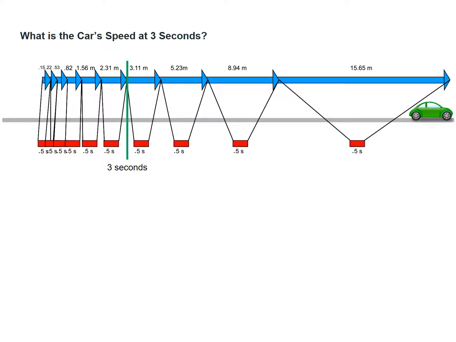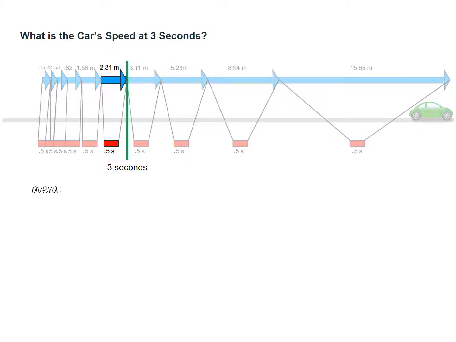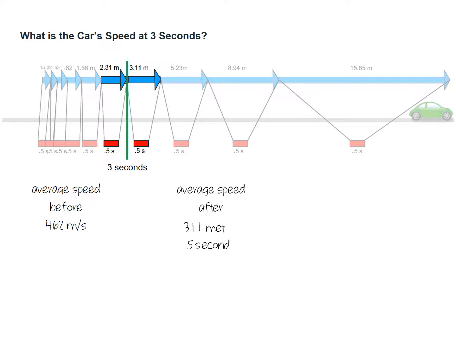As we did with the 1 second intervals, we can find an average speed over the interval right before the 3 second mark. Here, the average speed is 2.31 meters per half second. This is equivalent to 4.62 meters per second. Then we can also find the average speed right after the 3 second mark. Here, the average speed is 3.11 meters per half second. This is equivalent to 6.22 meters per second.